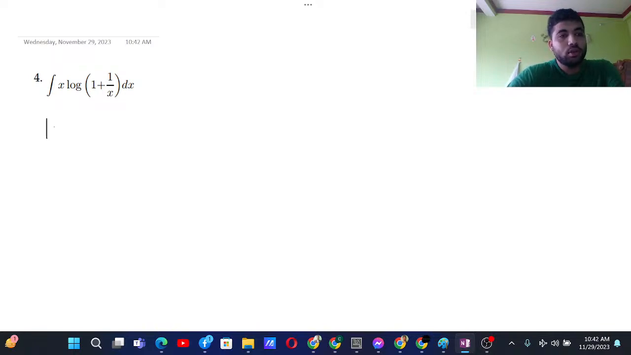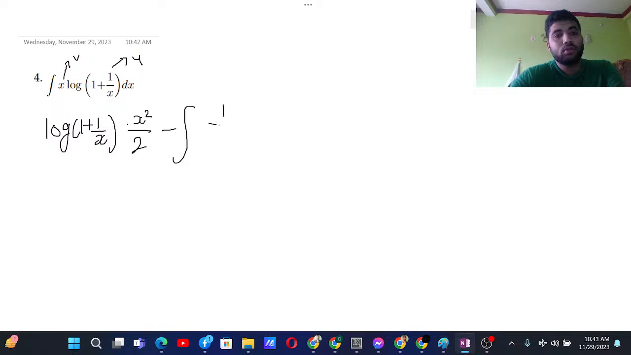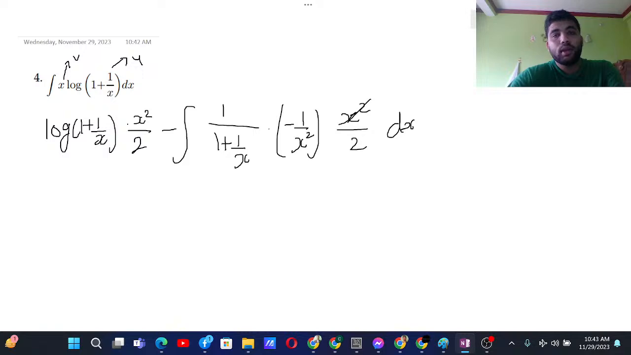Okay, so if we do integration by parts with this as u and this as v, we get log of 1 plus 1 by x times x square by 2 minus integral of, now differentiate this, we get 1 by 1 plus 1 by x, and then we will have minus 1 by x square. If we use the chain rule, we differentiate the inside, and also we get here x square by 2. So that's how it's helpful doing integration by parts. And again, now cancel this out.